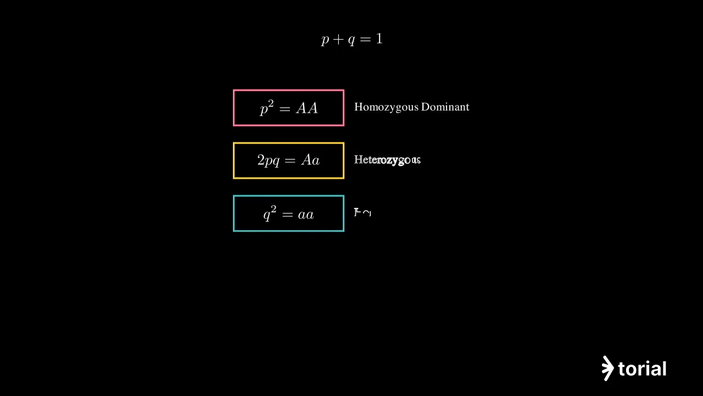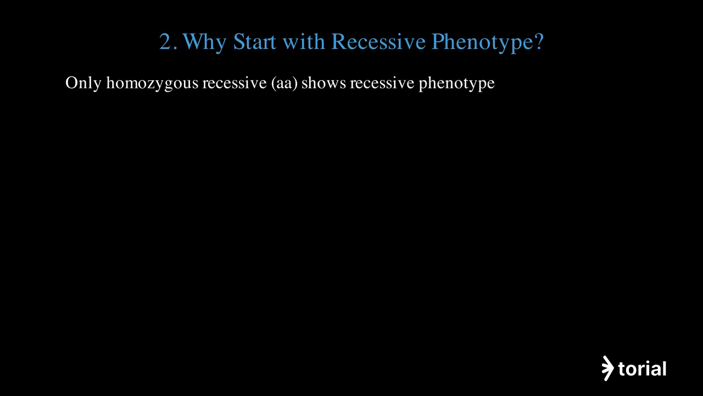P squared represents the frequency of homozygous dominant individuals, 2pq represents heterozygous individuals, and q squared represents homozygous recessive individuals. The key insight is that we can directly observe the recessive phenotype. Only individuals with the genotype lowercase a lowercase a will show the recessive phenotype.